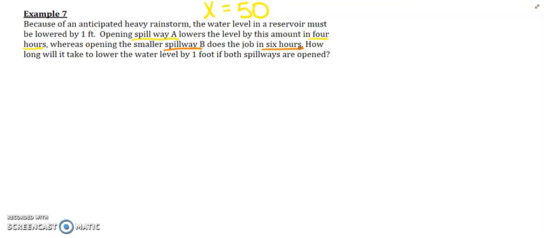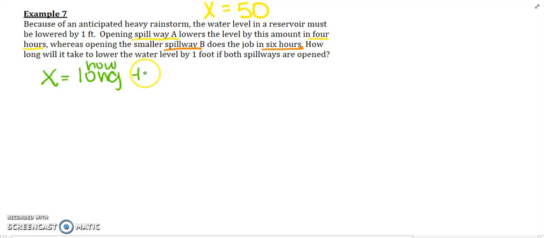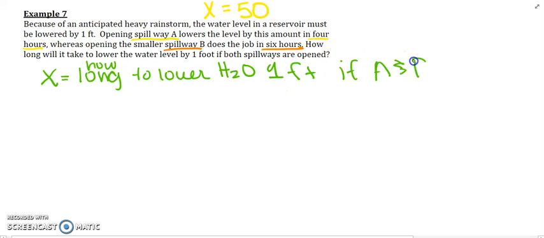Okay, so the first thing like always we do is define our variable. I'm gonna pick x again. You can do t for time or whatever, but it's how long it will take, so it's time, right? To lower water 1 foot if spillway A and spillway B are open. That's kind of a long variable, but we got to make sure we include all of that. It's all really important.